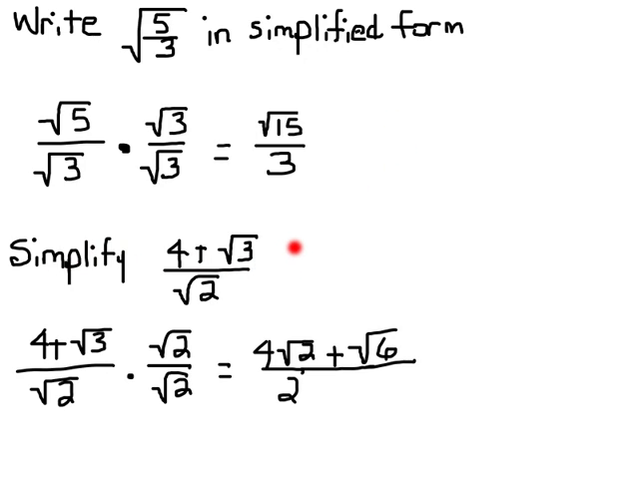Alright, let's do this one. It's a little bit different. 4 plus the square root of 3 divided by the square root of 2. Now this part is going to be the same. We're going to rationalize this denominator and we're going to end up with just plain 2 over here. But here we're going to have to multiply this square root of 2 by both of these terms separately. So what we're going to have is 4 times the square root of 2 plus square root of 3 times square root of 2 is square root of 6. And this is the simplified form of this.